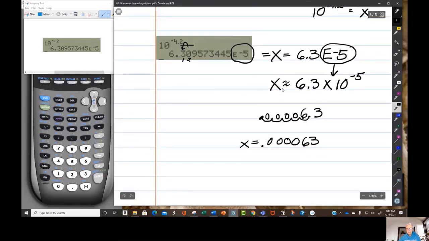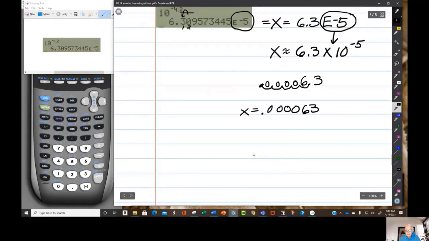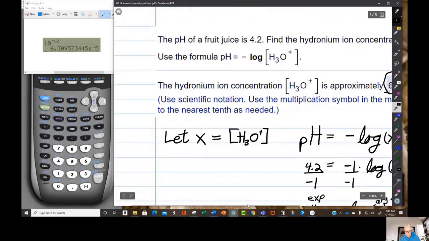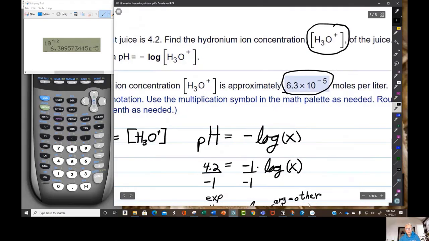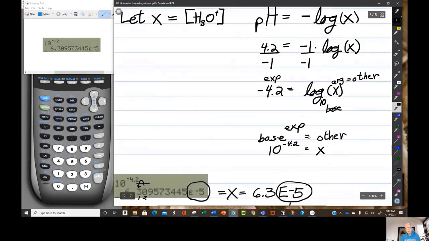And I completely forget what x was. Oh, that's the hydronium ion concentration in moles per something. Moles per liter. Moles per liter, yes. Anyone knows that?